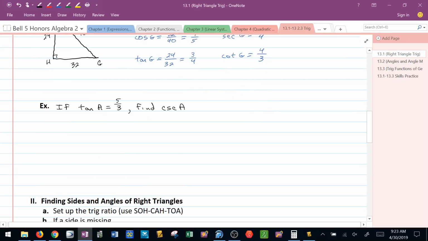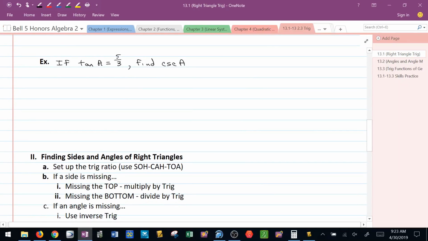All right? A second type of problem that we might get is, what if they give me a situation like this? This is very common on standardized tests. All right, what I want to do with this problem is I want to go ahead and sketch for myself a right triangle. And one of the angles in that right triangle, not the right angle, I want to call angle A. Now they tell me that the tangent of A, I know tangent means opposite over adjacent. So I'm going to fill this in as opposite and adjacent.